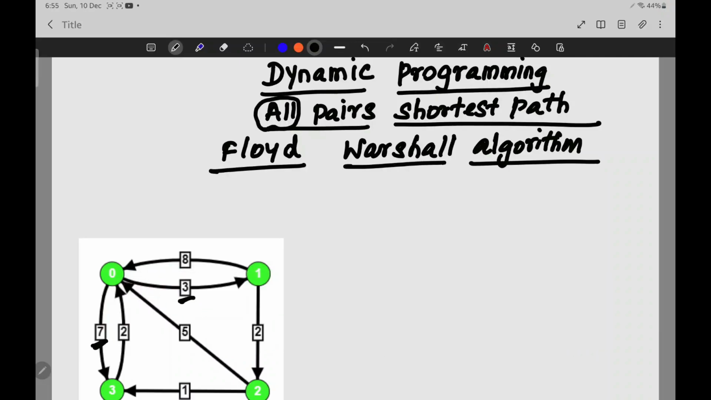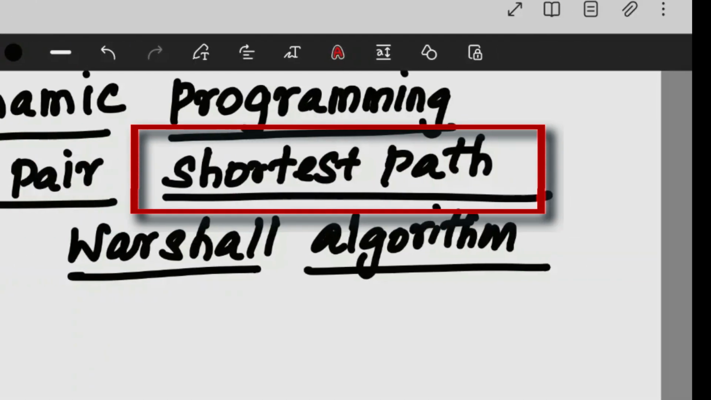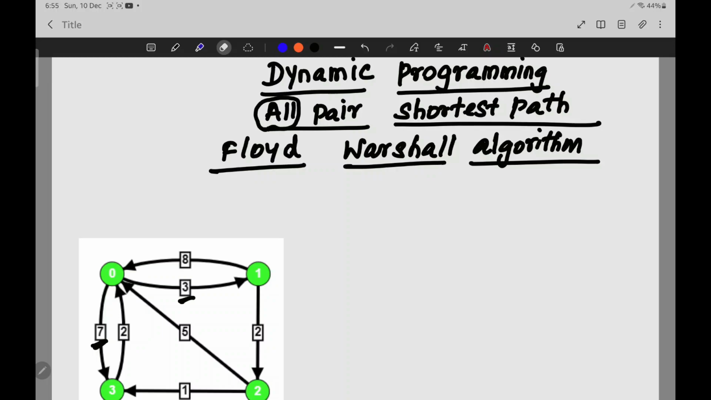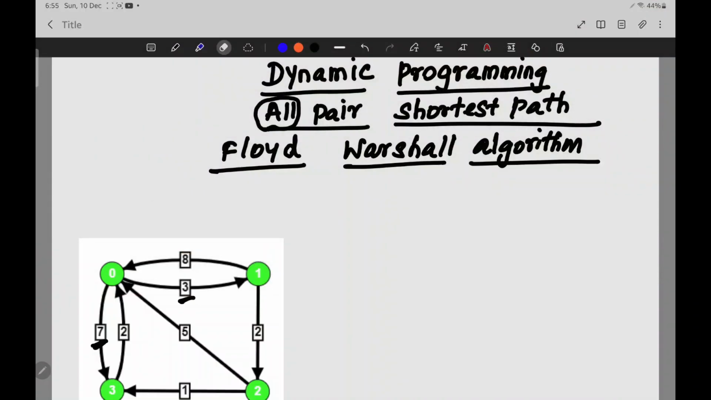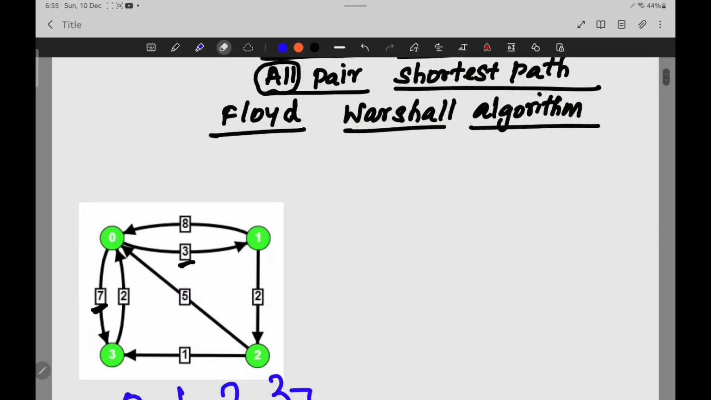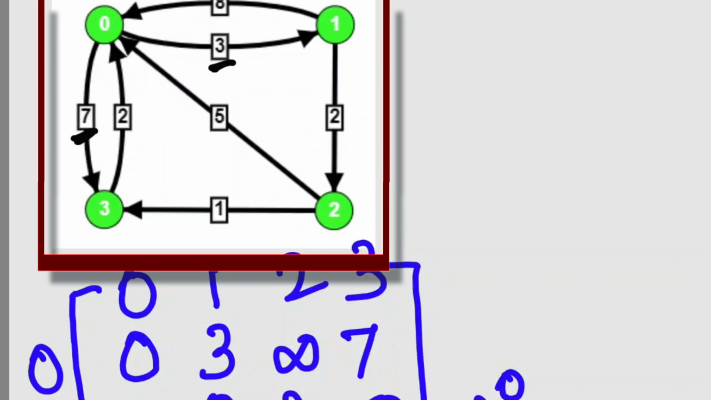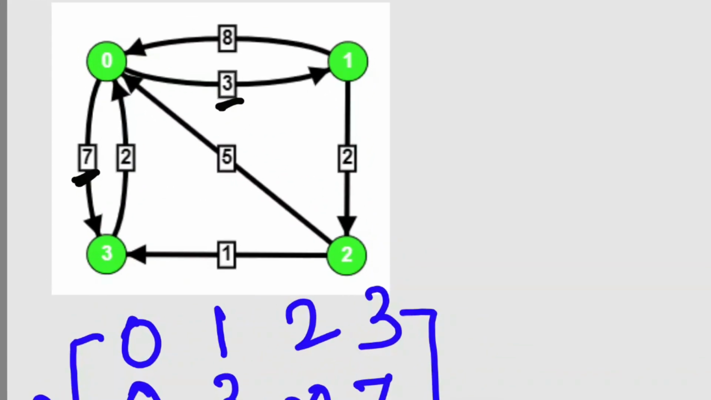Today we are going to see all pair shortest path. All pair shortest path comes under the Floyd-Warshall algorithm. Here we have taken this algorithm to solve the concept of all pair shortest path. So what is the meaning of all pair? Consider a graph. In this graph we have 4 vertices: 0, 1, 2, 3.